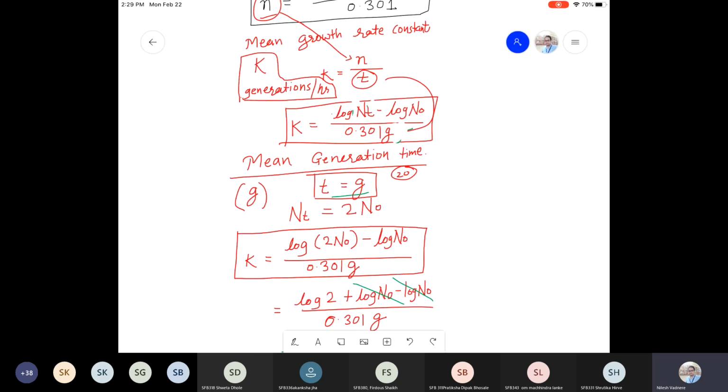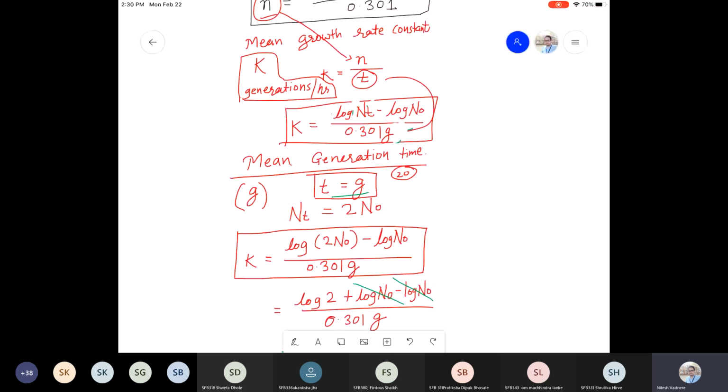And then we discussed the mean generation time, which is, if t is the mean generation time, then we can have the equation that Nt is equal to 2 into N0, where Nt is the total number of cells after incubation time t. But since t is the generation time, the total number of organisms will be double the initial number of organisms. Therefore, Nt is equal to 2 into N0.